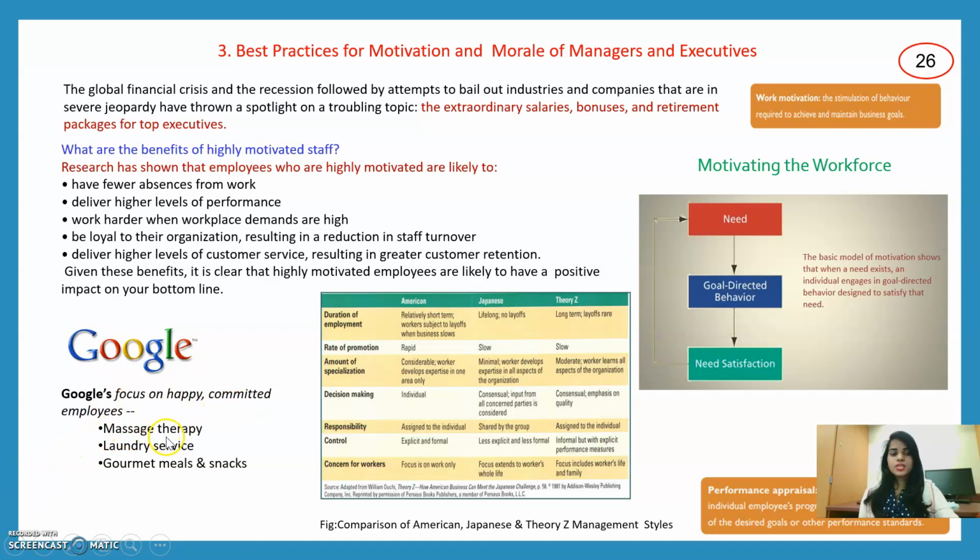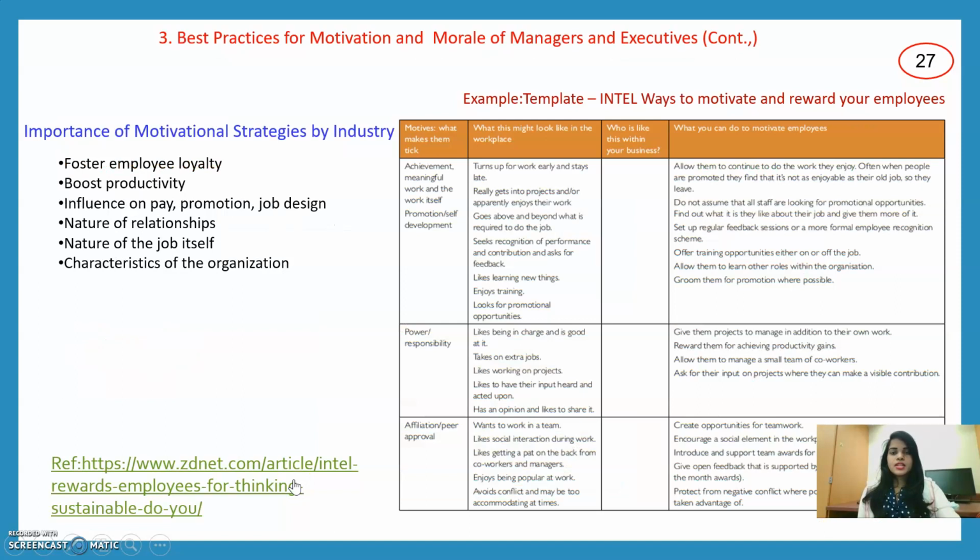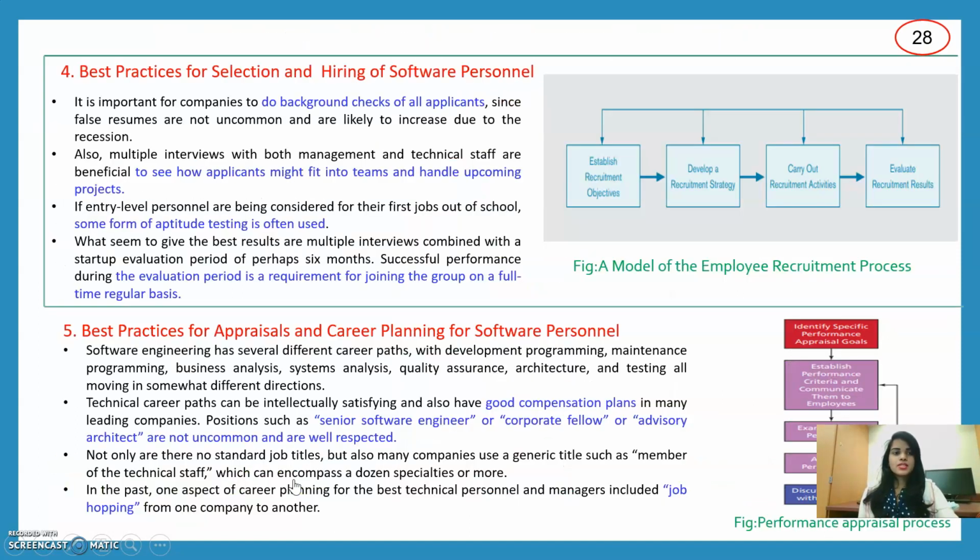They have some functions like massage therapy, laundry service, and free meals and snacks they purchase for their staff members. This is an example template of ways to motivate and reward your employees. And the other one is the best practice for selection and hiring of software personnel. In the hiring process, first we need to establish recruitment objectives, then develop a recruitment strategy, carry out recruitment activities, and evaluate recruitment results.